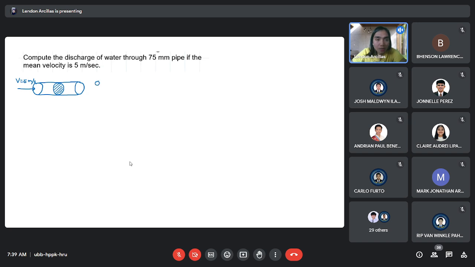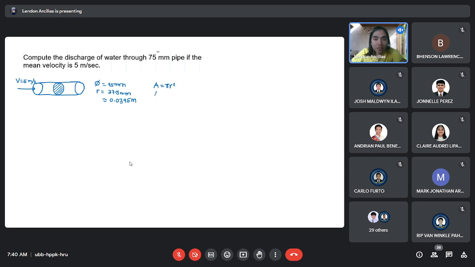So we do have a diameter equal to 75 mm, or in radius that is half of the 75 mm, that is 37.5 mm. In meters, that is equal to 0.0375 meters. Why did I convert this one? Because solving area, I'm using the formula pi r squared for a circle.